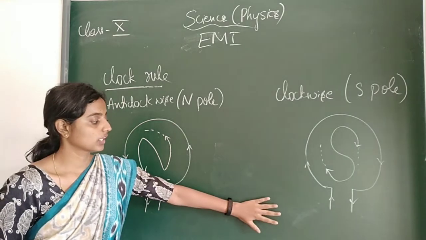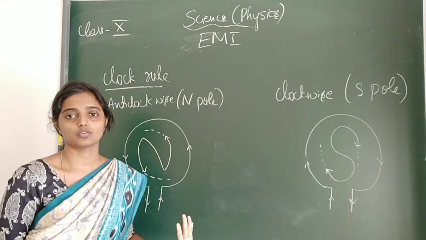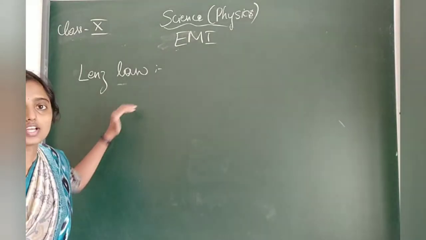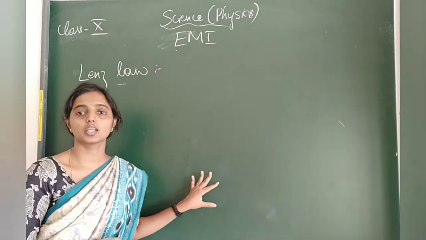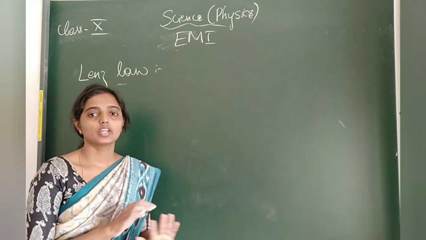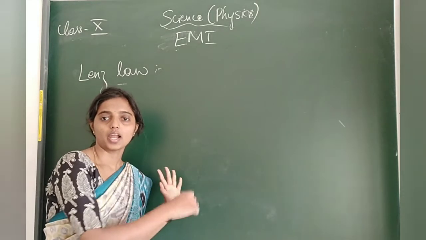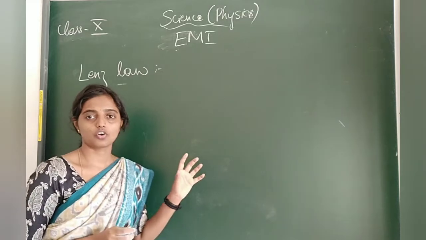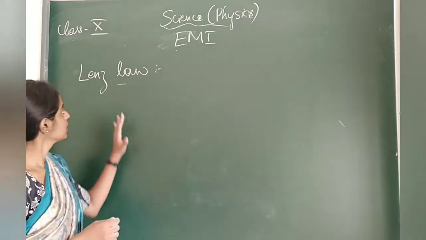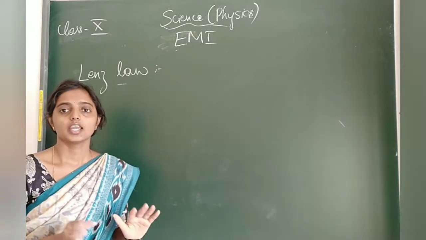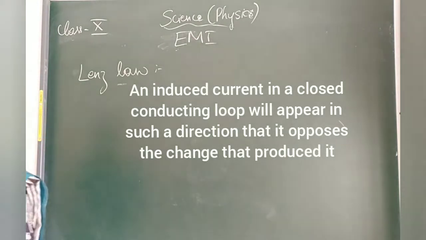But this is not enough, we need one more point here, and that is Lenz's law. This comes under the PU syllabus, so don't take any stress to memorize or understand it all. Just concentrate, it will be very easy. Lenz is a scientist. He stated that an induced current in a closed conducting loop will appear in such a direction that it opposes the change that produced it.